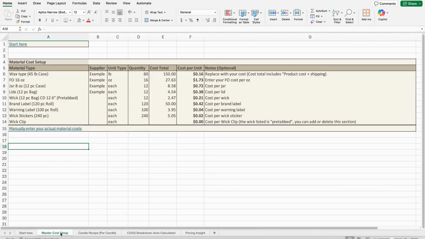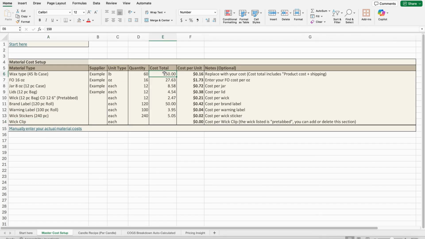Master Cost Setup. This tab is where everything begins. Here you will enter your actual material cost. Things like wax type, fragrance oil, jar, lids, wick, brand label, warning label, wick stickers, and wick clips. You're not entering the per candle cost yet. You're entering total purchase cost.